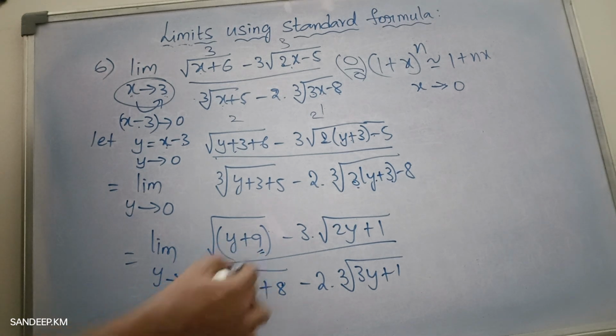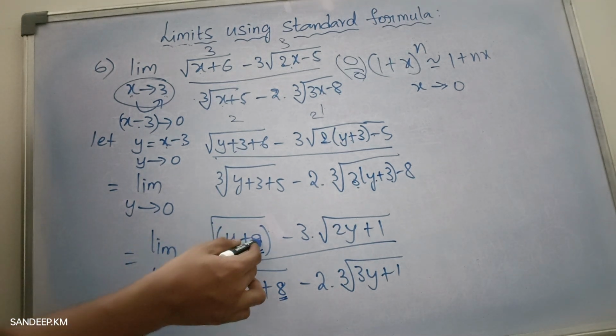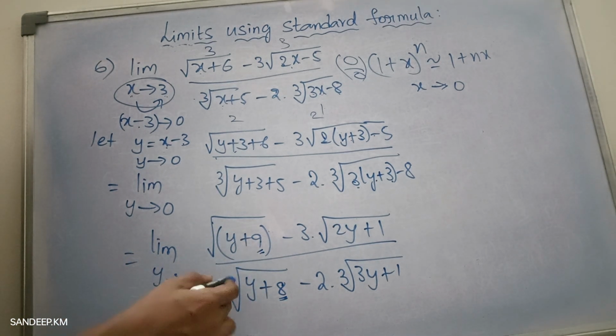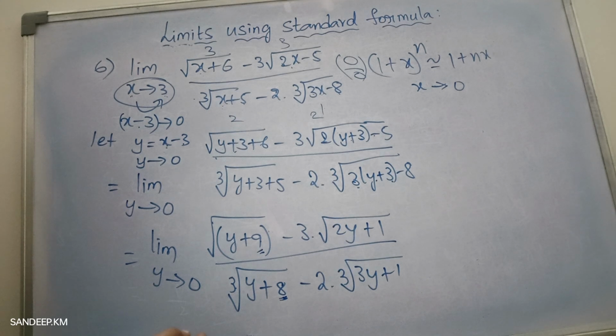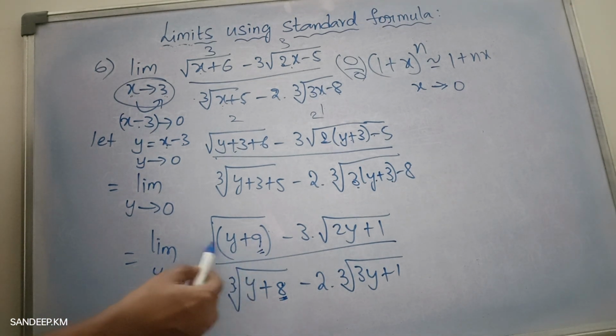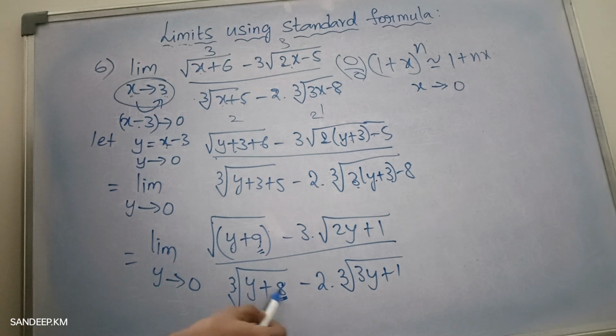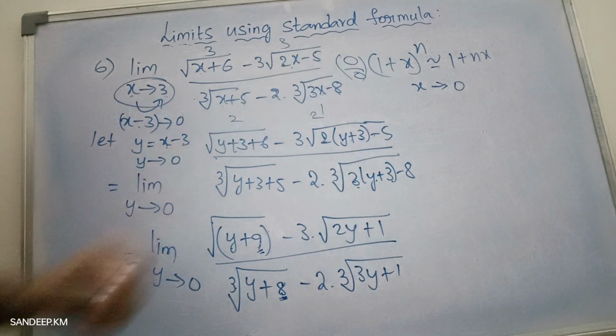Look at these numbers. Under the square root we have 9, which is a perfect square. Under cube root we have 8, which is a perfect cube. And I wanted to convert it in this form. So what am I going to do, dear students? Let me take 9 common in these two terms and 8 common in these two terms. Why should I take 9 common? To get this form. Why should I take 8 common? To get this form. Is it clear?